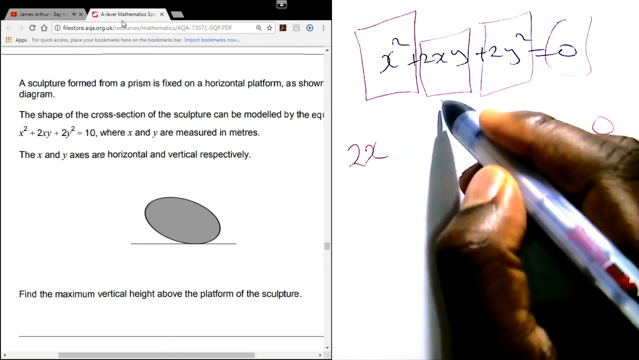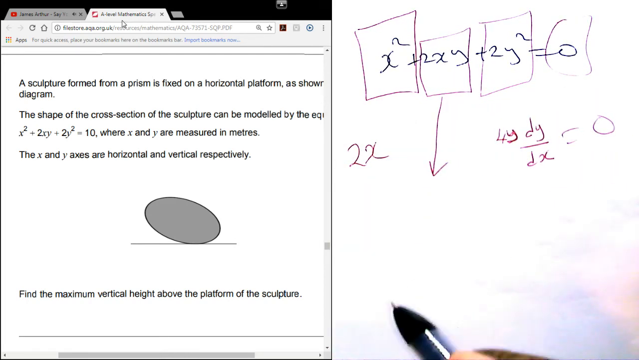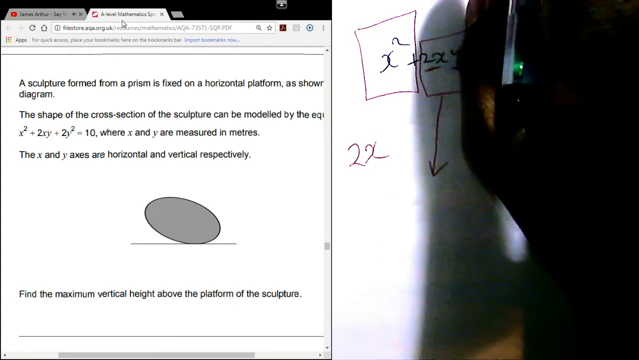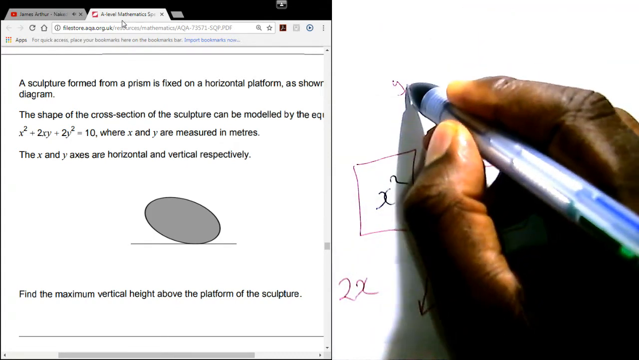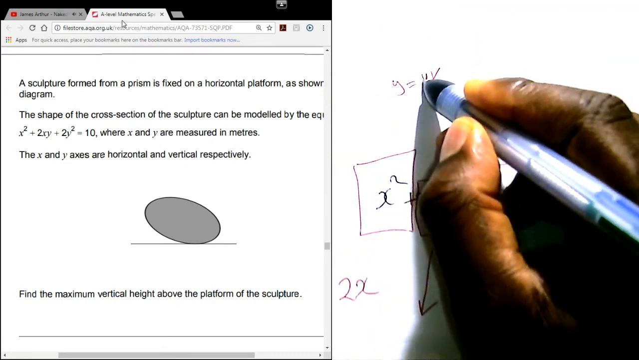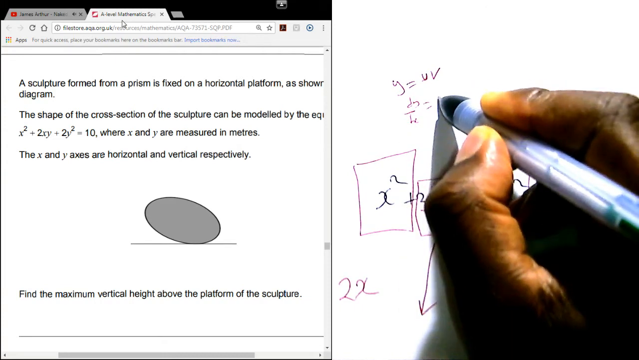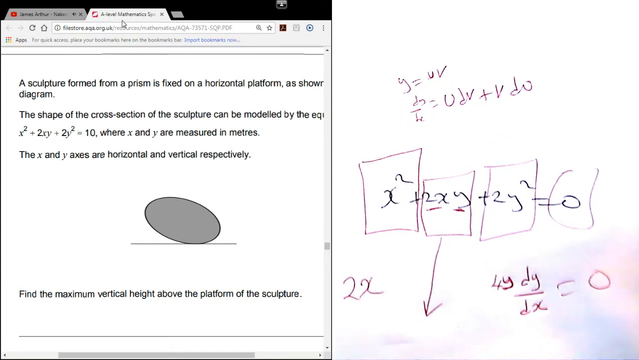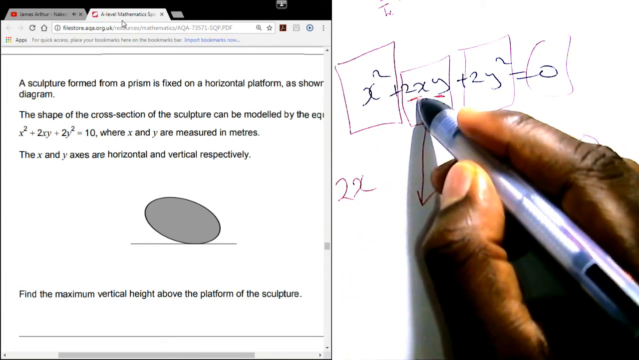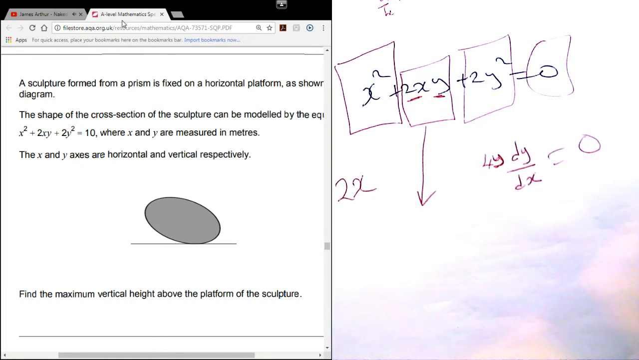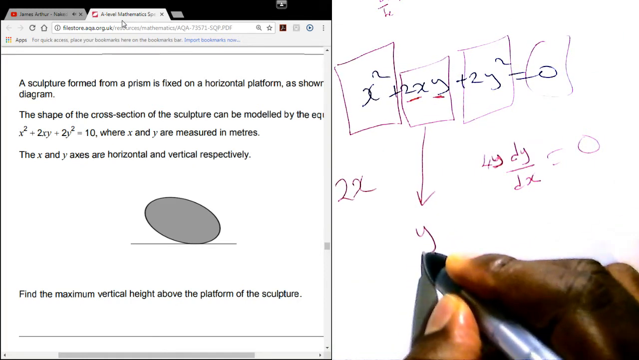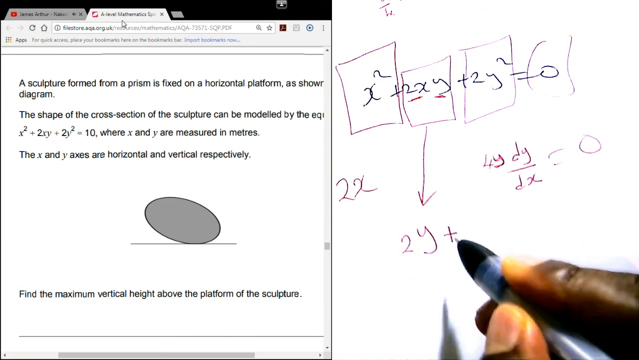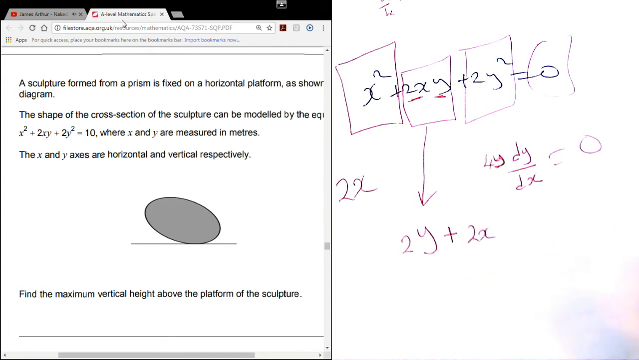Now let's use product rule for this term. We have 2x and we have y. Product rule says that if you have a function uv, then the derivative is u dv plus v du. So differentiate one of them at a time. I'm going to leave my y and differentiate my 2x. When I differentiate 2x, I get 2. Plus, I'm going to leave my 2x and differentiate y.